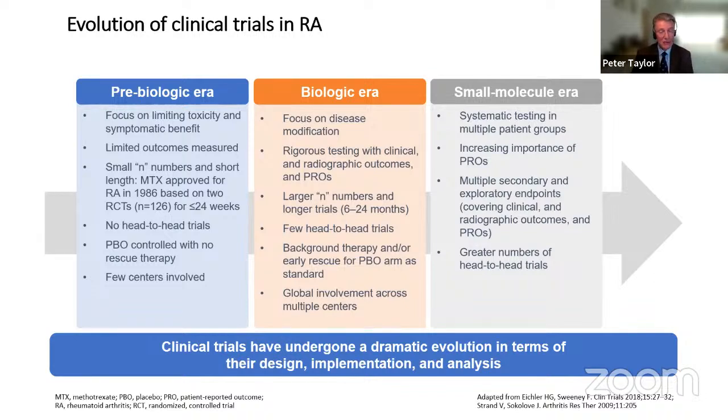There were no head-to-head trials in those days. They tended to be placebo-controlled trials, and there wasn't any rescue therapy. And many of the trials just involved a single center or a handful of centers.